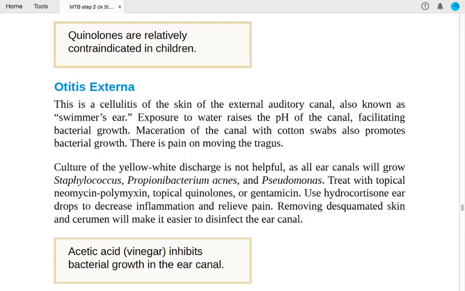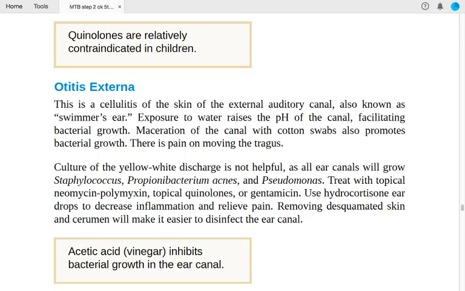If there is an immobile tympanic membrane on examination, then that is a case of otitis media. Here, culture of the yellow-white discharge is not helpful as all ear canals will grow staphylococcus, Propionibacterium acnes and pseudomonas. Now, you have to treat with topical neomycin or polymyxin; topical quinolones you can give, or gentamicin.